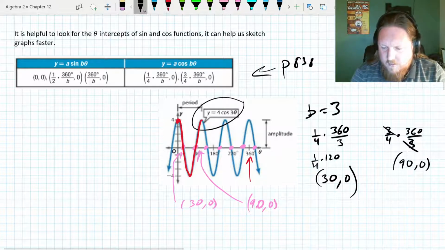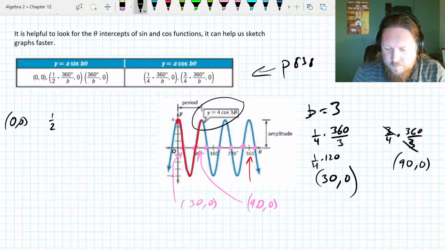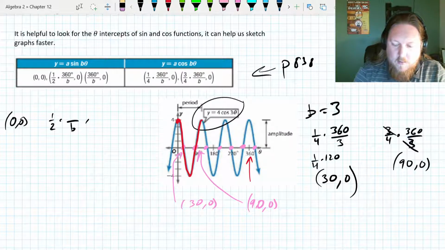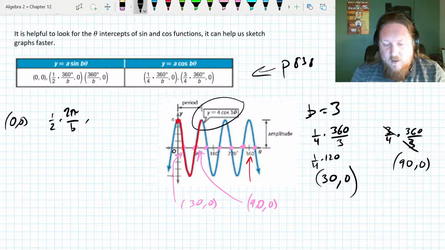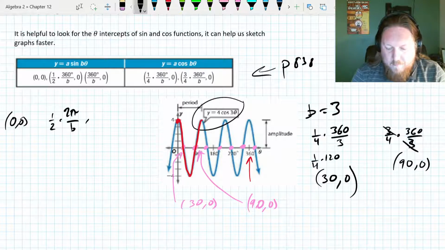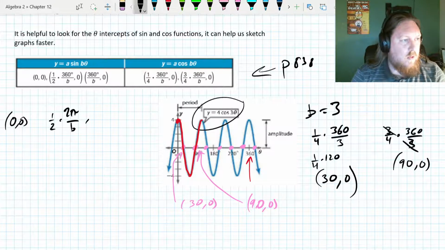A really important thing here to remember, just like we mentioned before, like for sine, it's going to go through 0, 0. It's going to go through the origin. The second one is 1/2 times 360 over the b value. But remember, if you're working with radians, you change that 360 out for 2 pi, and you could actually even simplify that down. And you could simplify these down for radians if you wanted to, but you just plug in 2 pi, figure it out, and go from there. So just keep that in mind when you're working on them.